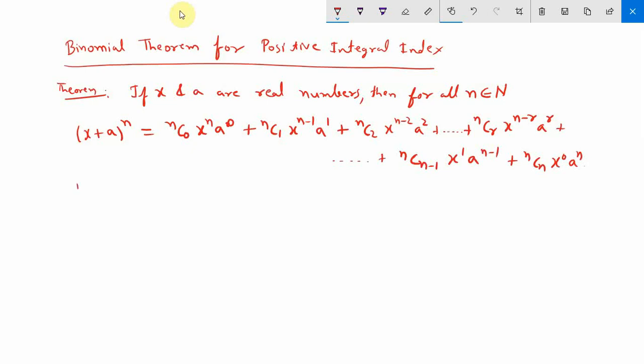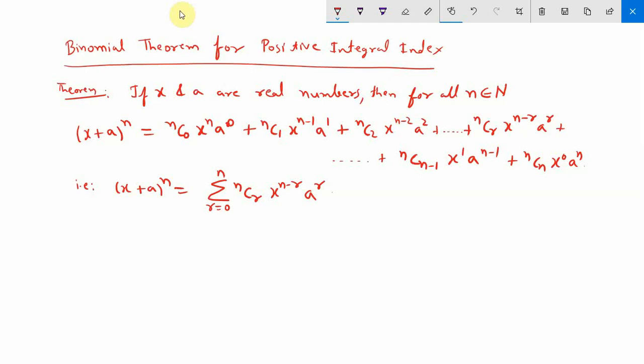Or we can write in a condensed form: (x plus a) to the power n equal to, using summation, r varies from 0 to n, nCr x to the power n minus r a to the power r. Okay, friends? This theorem can be proved by using the principle of mathematical induction.